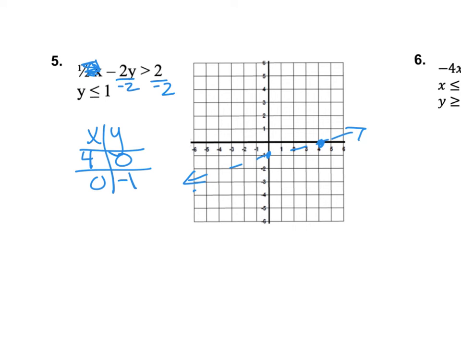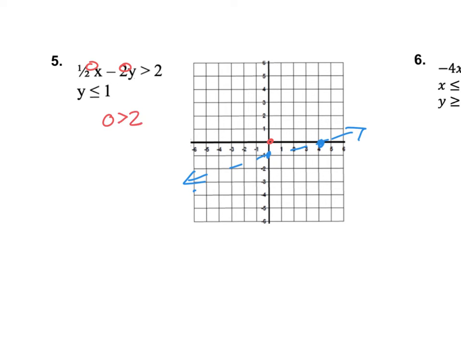All right, and now we need to determine which direction we're going to shade in. So let's plug in that 0, 0. Is 0 greater than 2? No, 0 is not greater than 2, so we know we are going to shade in the opposite direction of the origin.